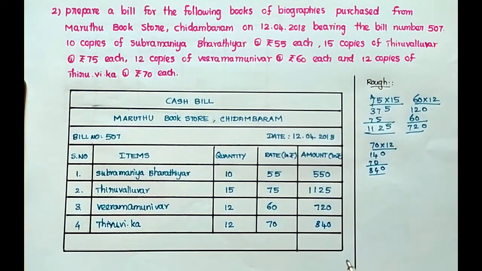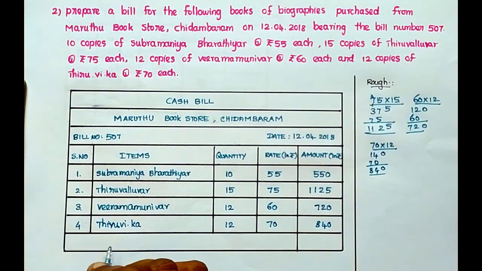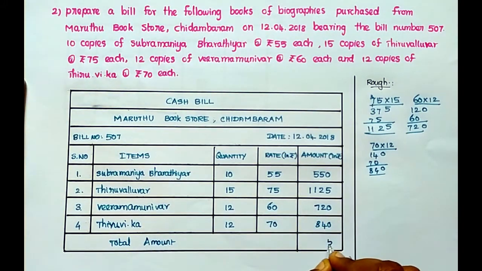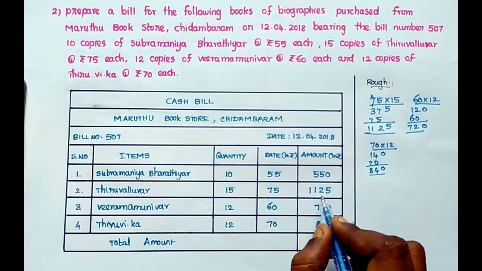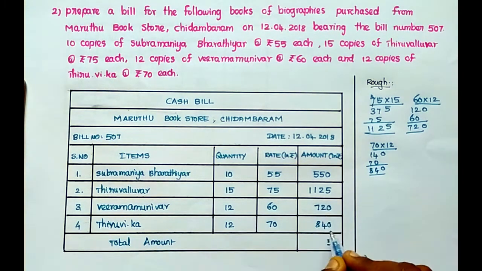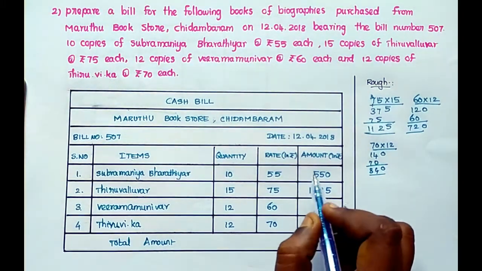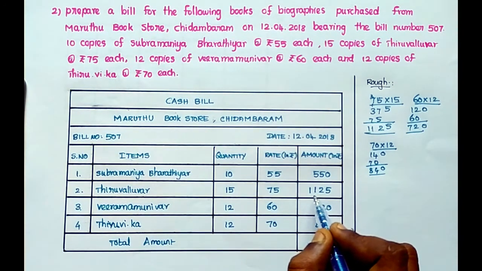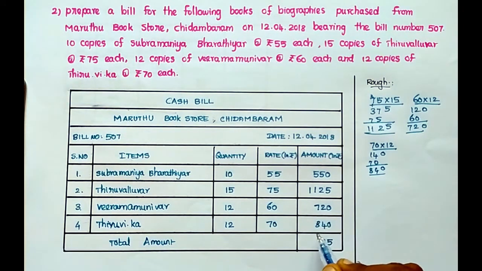840 rupees. Now total amount, how much? 5 plus 2 is 7, 7 plus 2 is 9, 9 plus 4 is 13, carry over 1. So 1 plus 5 is 6, 6 plus 1 is 7, 7 plus 7 is 14, 14 plus 8 is 22, carry over 2. So 2 plus 1 is 3.